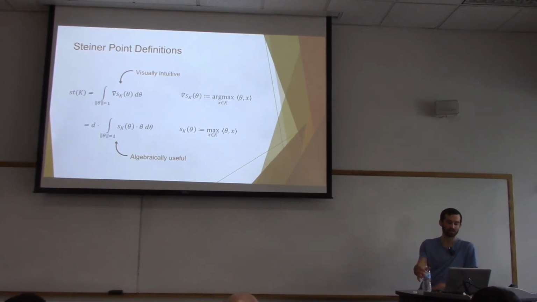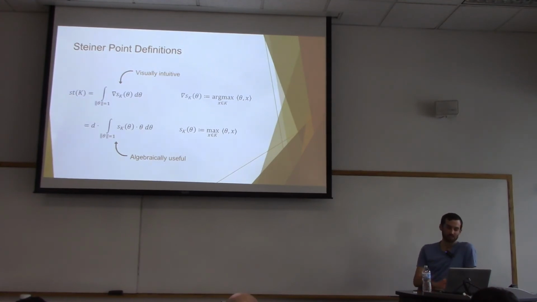Oh, okay. So this definition, it's a little bit funny of a definition because what you do is you take the direction and then you scale that direction by how far you can go in that direction in the feasible set, or in your set K. And then you average those together.